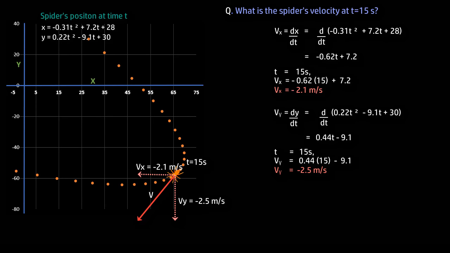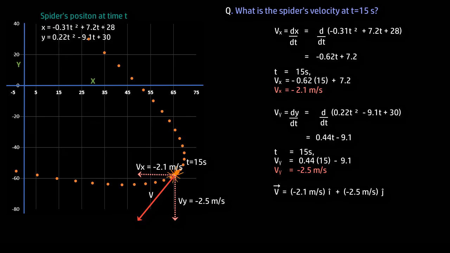And then we combine these two vectors to get the resultant velocity as v is equal to minus 2.1 meters per second i plus minus 2.5 meters per second j. So this is the direction the spider is climbing at t equal to 15 seconds.